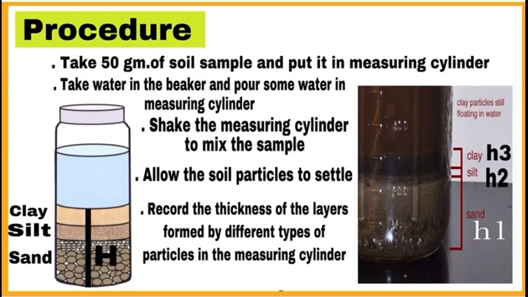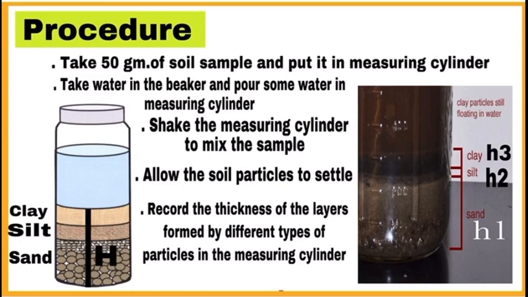Let us see the procedure involved. First, take 50 gram of soil sample and put it in a measuring cylinder. Then take water in the beaker and pour some water in the measuring cylinder. इसको अच्छे से mix कर लीजिए. Shake the measuring cylinder to mix the sample. Soil particles को settle होने के लिए रख दीजिए.